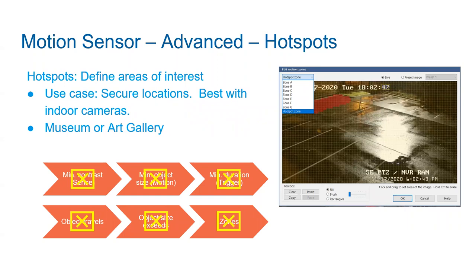And if there's any motion in that area, like in red on the right, send an alert. Now for an outdoor camera, this doesn't apply because that would be a lot of noise and a lot of false alarms. However, if you have a museum or an art gallery and you're focusing on the Mona Lisa, which should never move, for theft purposes, hotspots are a great way to address it.